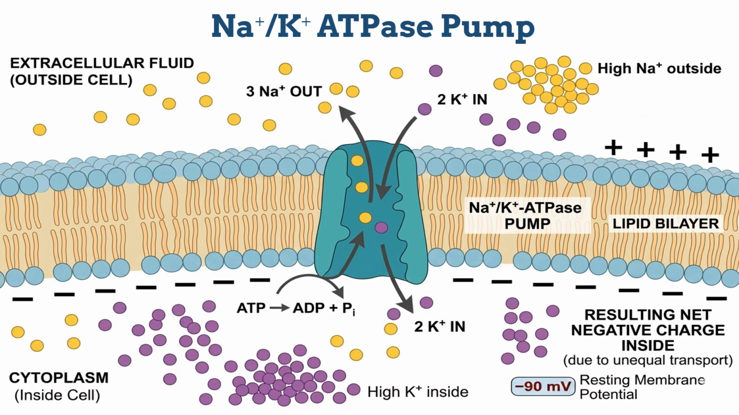These differences are actively created and maintained by the sodium-potassium adenosine triphosphatase pump, which uses adenosine triphosphate to pump 3 sodium ions out of the cell and 2 potassium ions into the cell, producing a small net loss of positive charge and contributing to electrical imbalance.